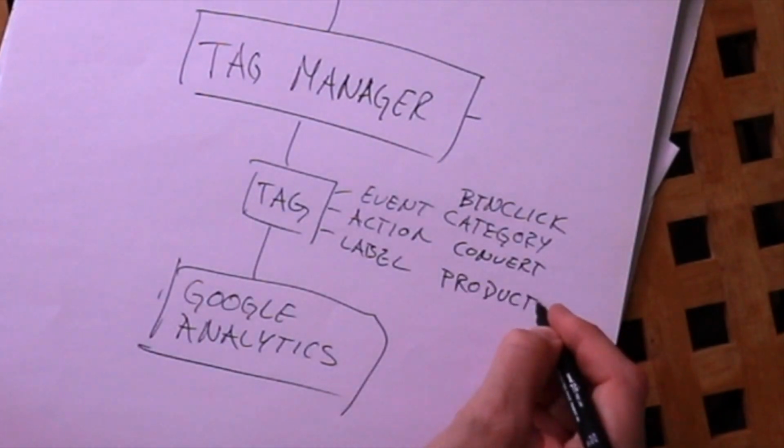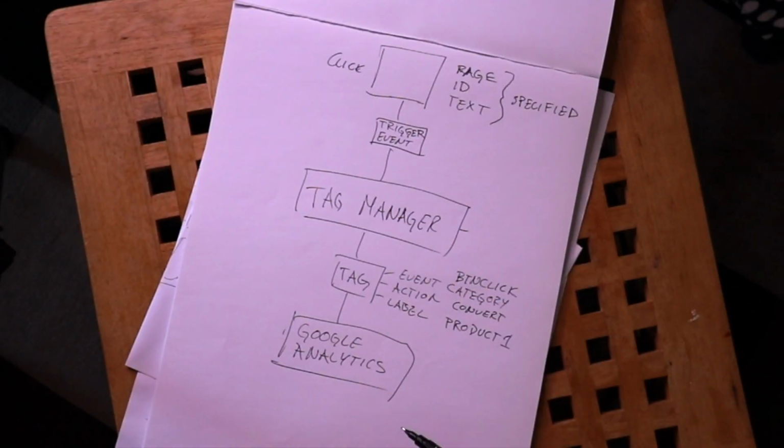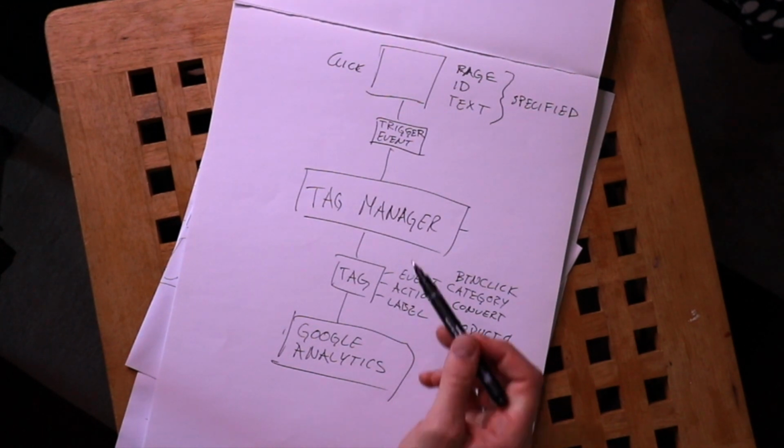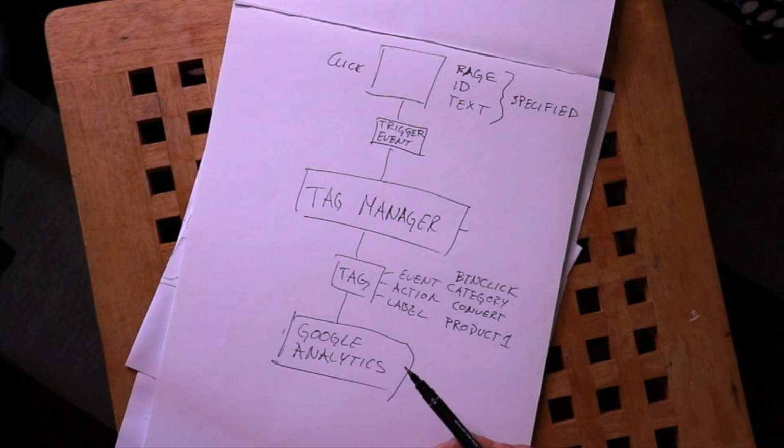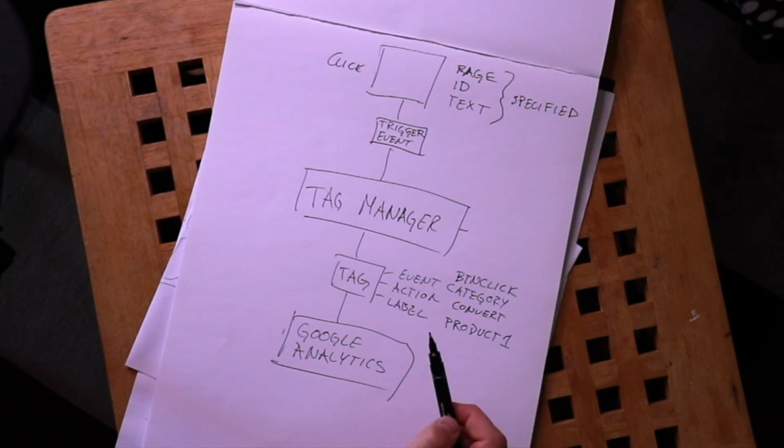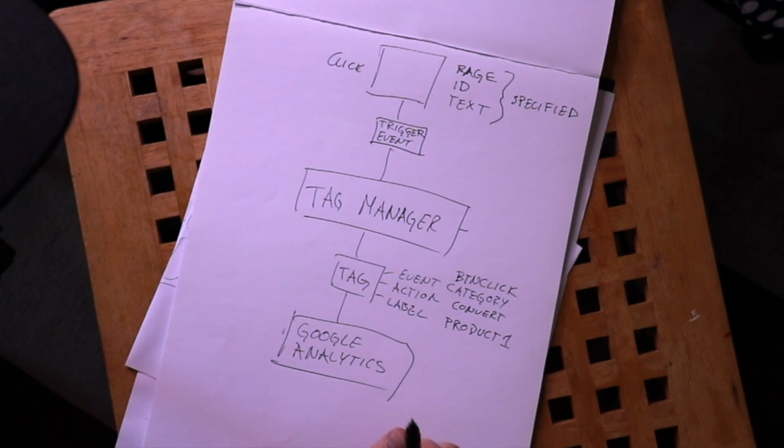So this is how tracking buttons work in Google Analytics if you run it through Tag Manager. And I strongly suggest that you do that. Otherwise you have to add a little bit of code to every single button to make that happen. So let's set that up.